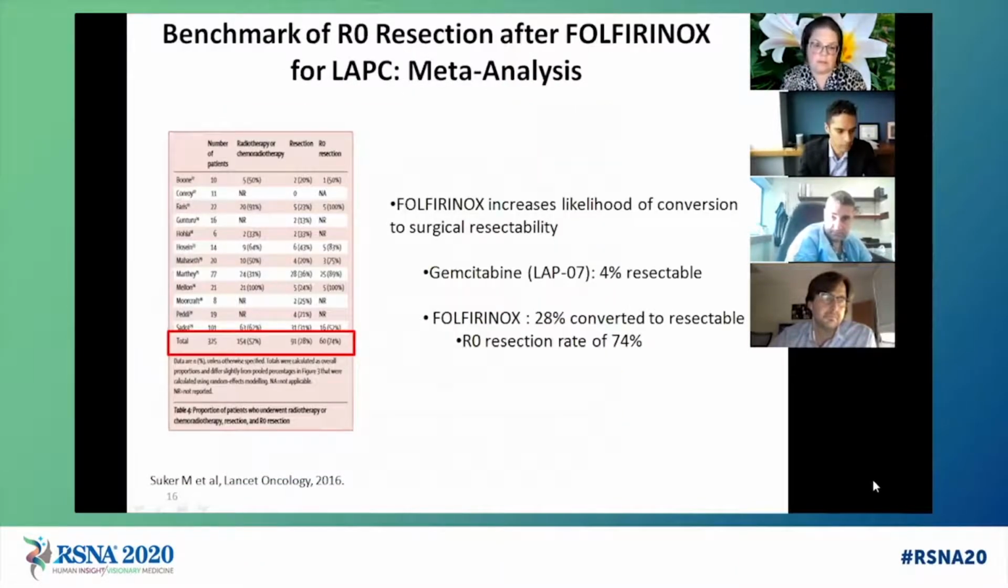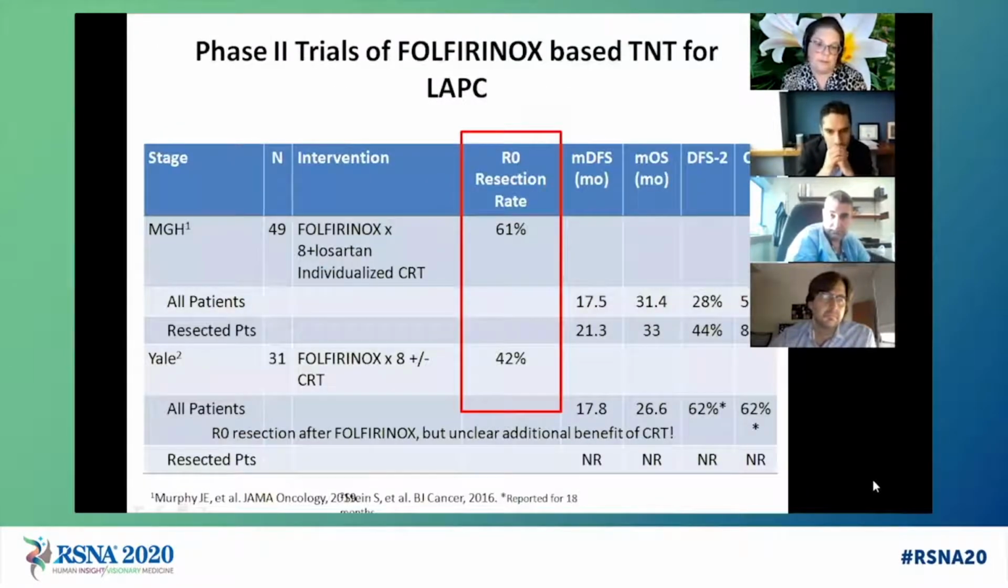And then, to Dr. Kadan's point, the conversion rate to surgical resectability, this is in the meta-analysis. Same meta-analysis: 28% converted to surgical resection with 74% with R0 resection. And then this is a more recent phase 2 study, including one from MGH with an R0 resection rate of 61%. So this is where there's movement and literature supporting what we've just been referring to.